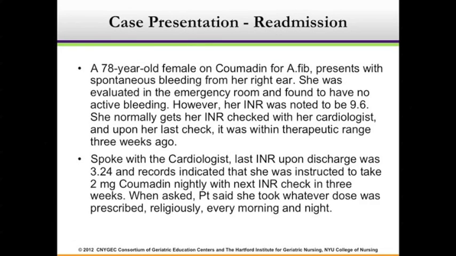Okay, I'm going to hand this over to Sapina now, who's going to present a case to highlight some of the most important points. Okay, so I will be discussing a case of readmission.